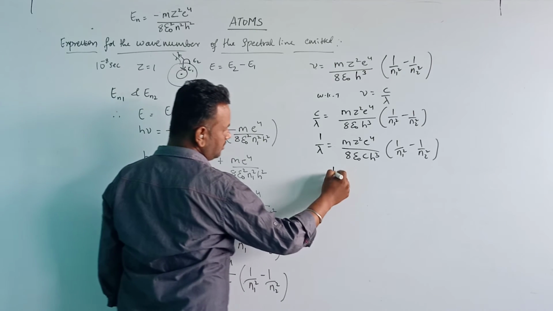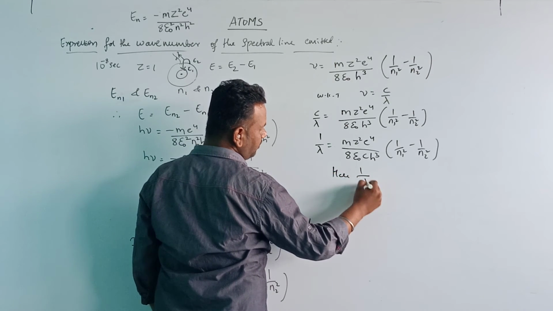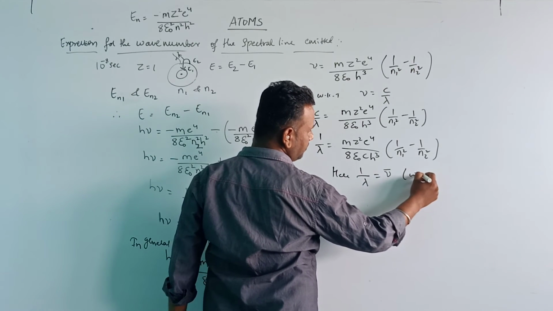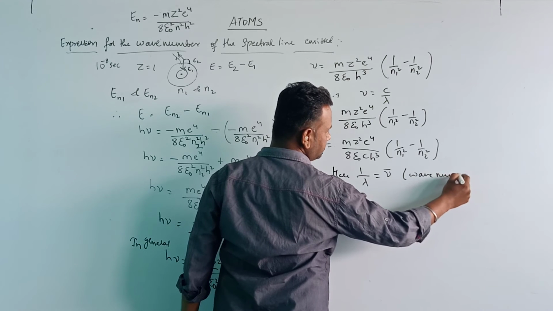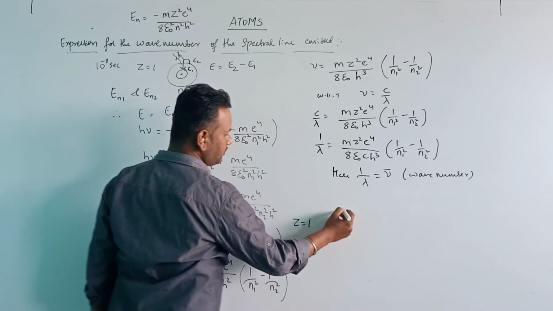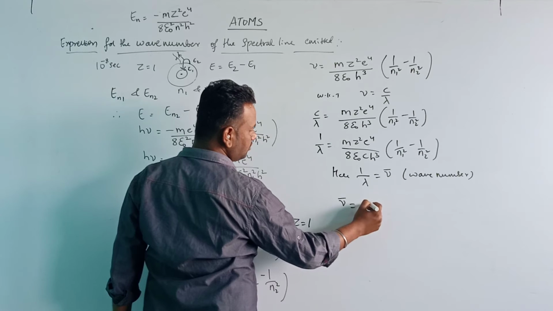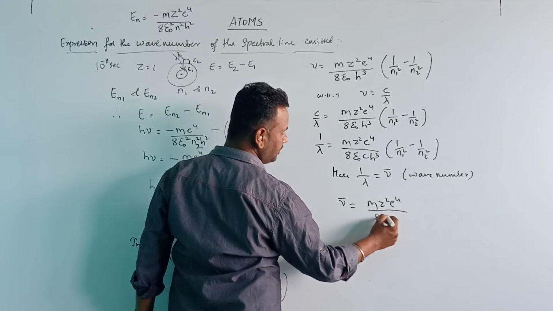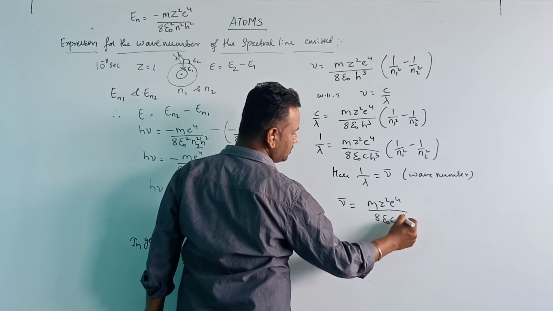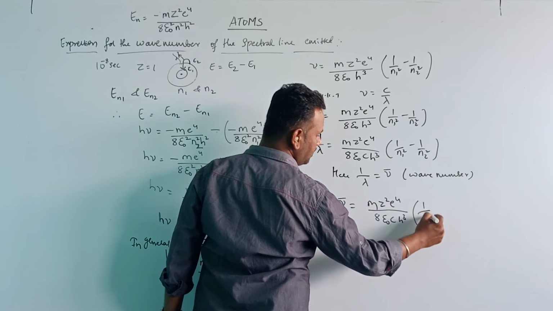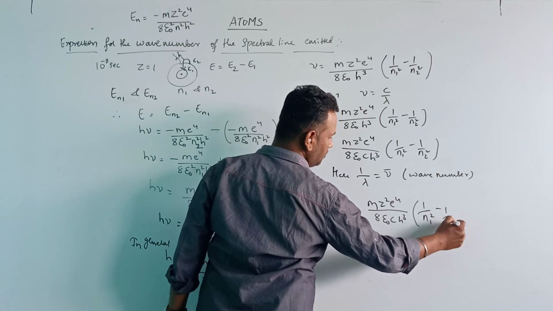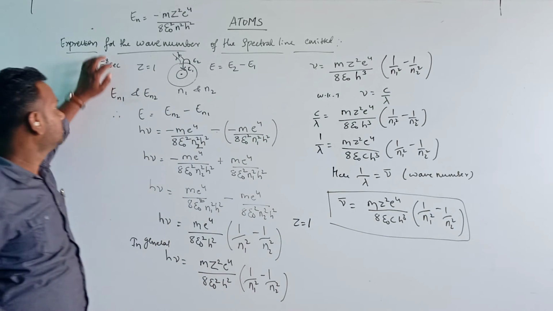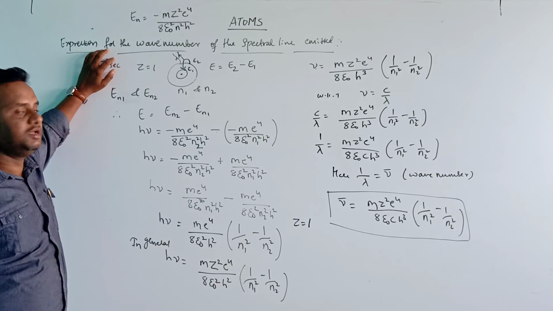Here the reciprocal of the wavelength is the wave number. Therefore the above equation becomes nu bar is equal to m z square e to the power of 4 all divided by 8 epsilon naught c h cube into 1 by n1 square minus 1 by n2 square, which is the required expression for the wave number of the spectral line emitted.